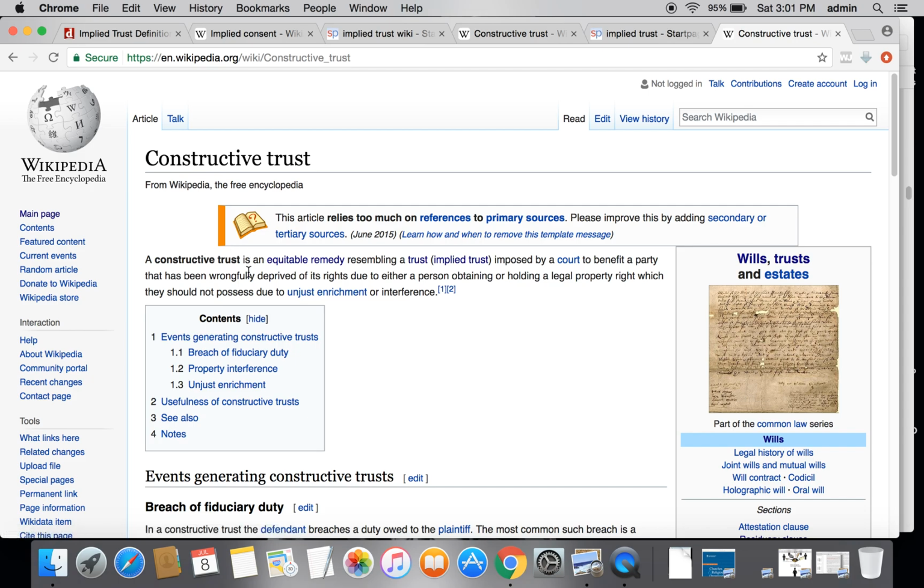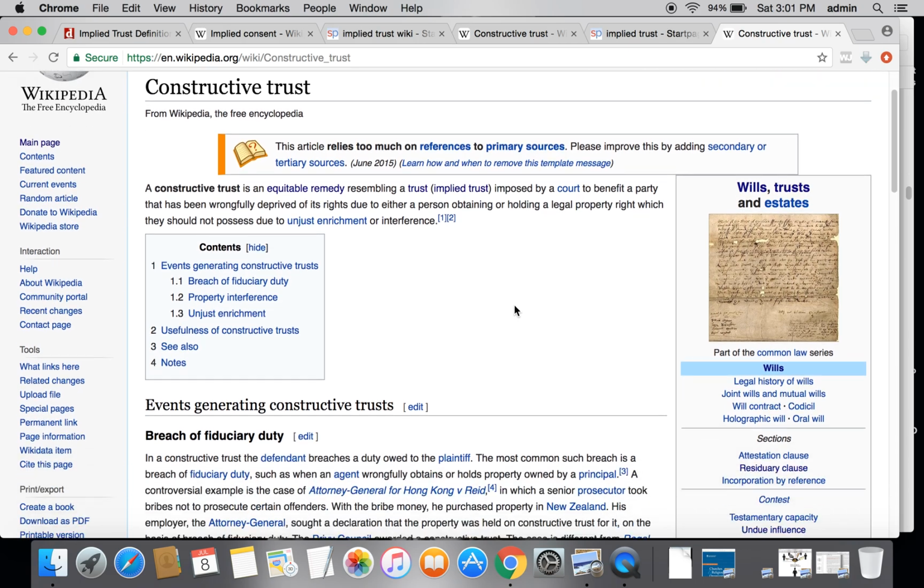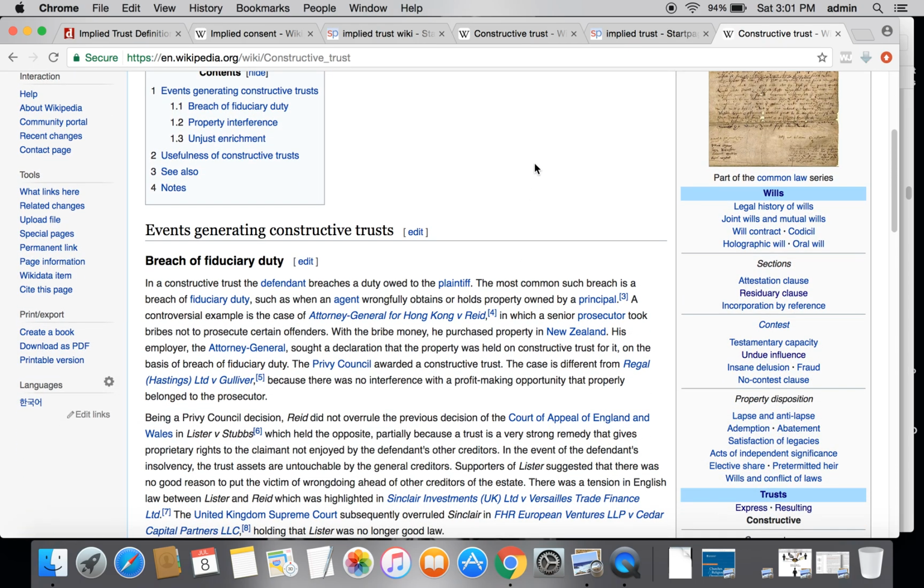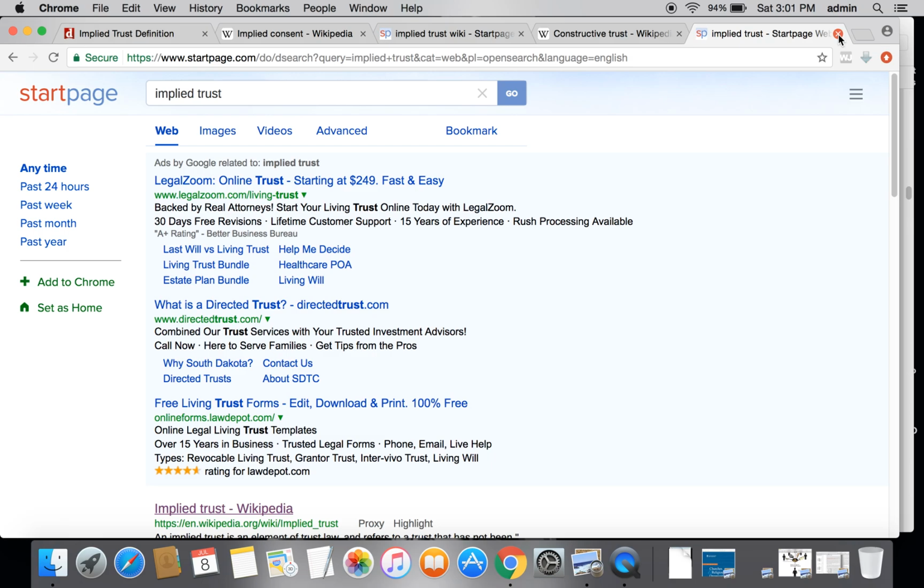Constructive trust is an equitable remedy resembling a trust imposed by a court to benefit a party that has been wrongfully deprived of its rights, due to either a person obtaining or holding a legal property right which they should not possess, due to unjust enrichment or interference. That one's a little more tricky, but we'll explain that.